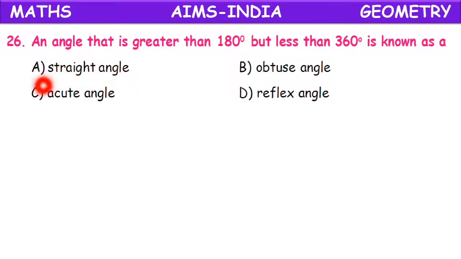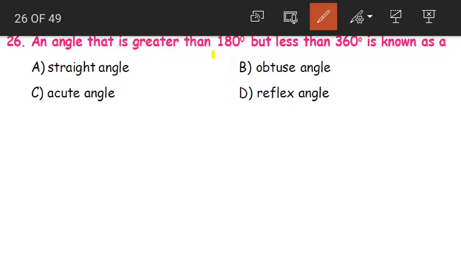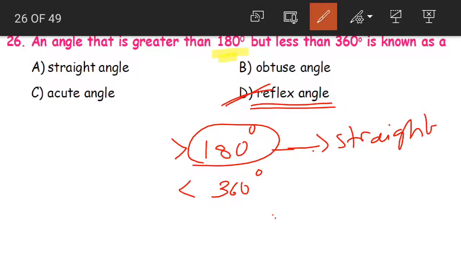Now coming to question 26. An angle that is greater than 180 degrees but less than 360 degrees is known as a dash. Did we do angles, children? I don't know. See, it is greater than 180 degrees but less than 360 degrees. So this will be a reflex angle. When an angle is 180 degrees, it will be called a straight angle. When it is more than 180 degrees, it will be called a reflex angle.